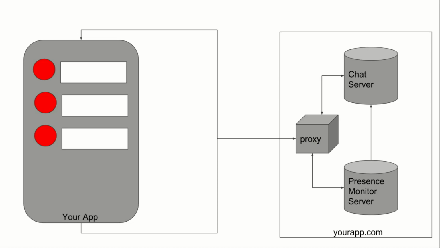So now you know how you can host multiple servers on one box, and then you can route requests appropriately to the concerned server and get the data back to your application.